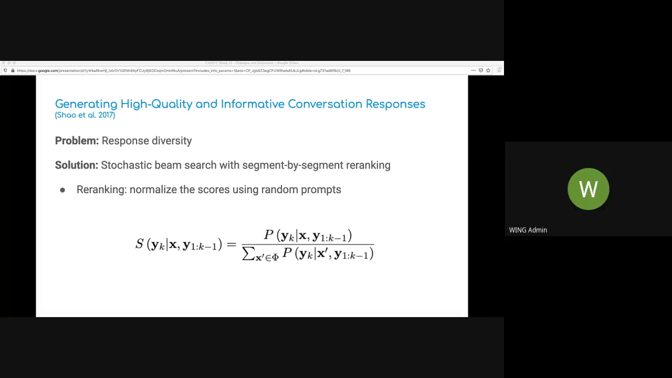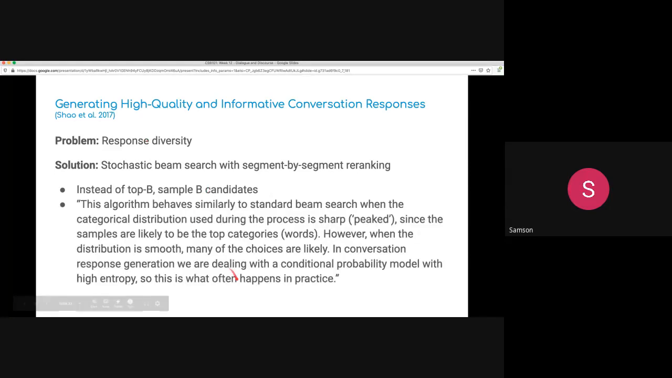In the paragraph right before, they are saying that there's a distinction between distributions that are sharp and ones that are smooth, right? If you read that part, they're going for that. I think I have it in the slide here. And then for the re-ranking, they choose random prompts, right? But why exactly are they choosing it?